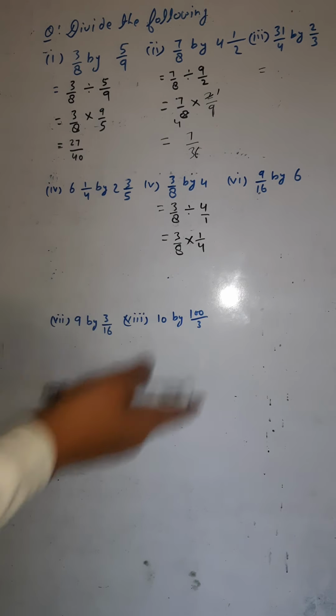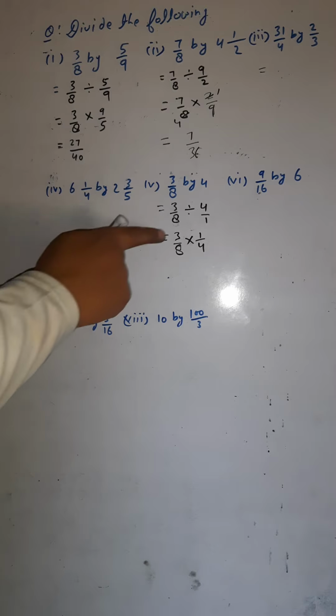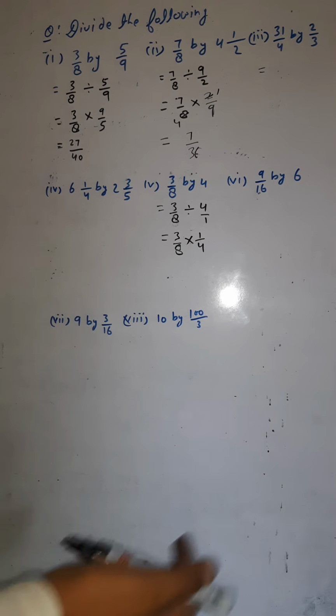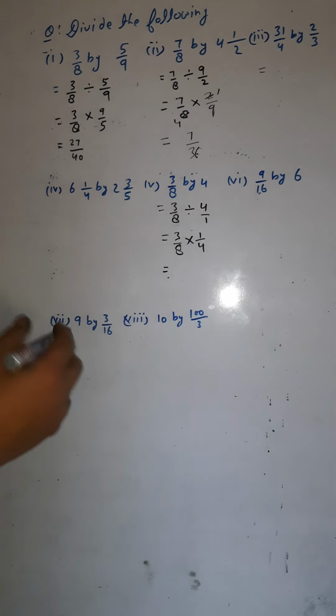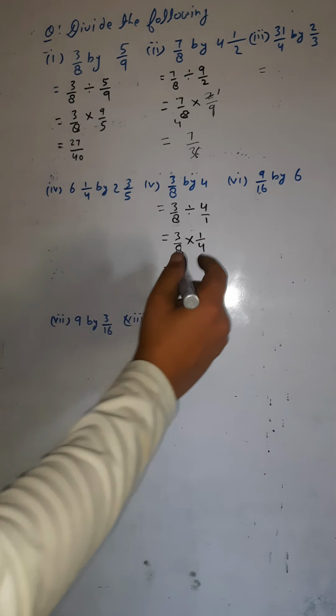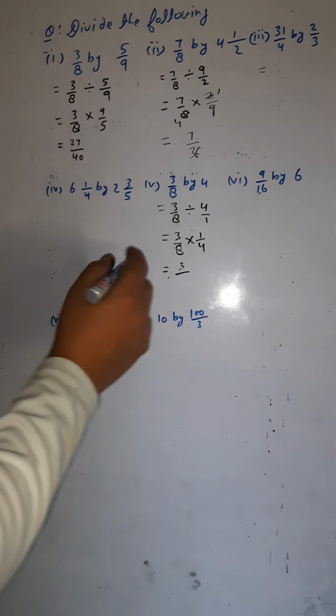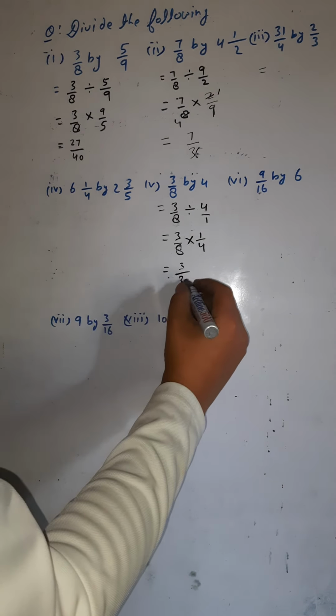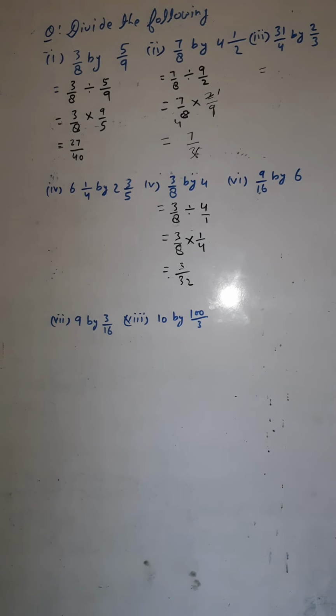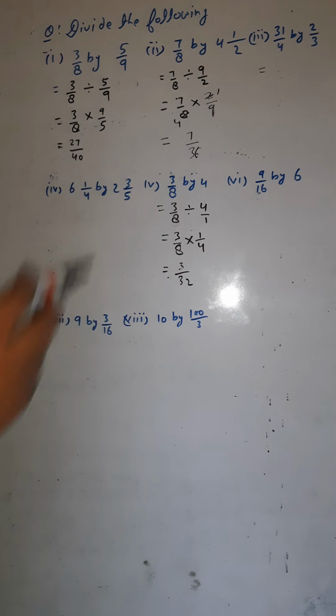Which are not going to be multiplied, those you can cut. But here 3, 4, 1, 8, you cannot cut. So straightaway you have to multiply. So 3 1 ja 3. Downside would be how much? 8 4 ja 32. So 3 by 32 would be the answer. Similarly, you would have to do the next question.